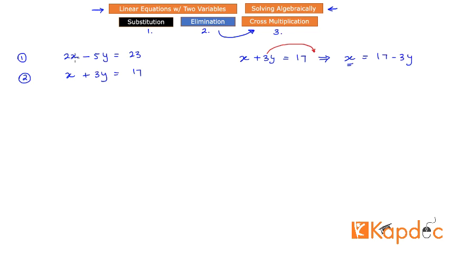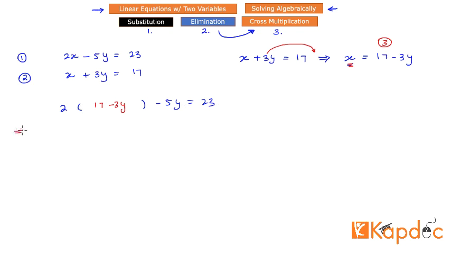Now let's take a look at my equation 1. Equation 1 can be rewritten as 2 times the value of x, I'll leave it blank for a second, less 5y is equal to 23. And then transfer this value of x that you obtained in your step 1, or label this as your equation number 3, right? So x is equal to 17 minus 3y. I will simply transfer that value here. So now you have one equation that is only in terms of variable y, correct?